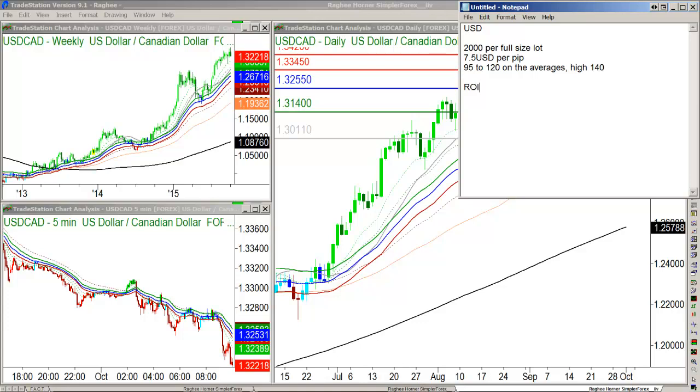So I can just calculate an ROI, a volatility-based ROI, price movement-based ROI, however you want to call it. What do I know? I can grab the low end of 95 pips, one day's PMR, times $7.50. That's $712.50 per lot.